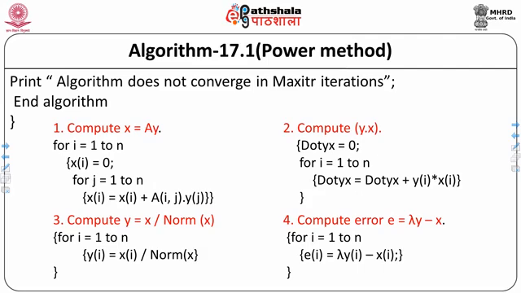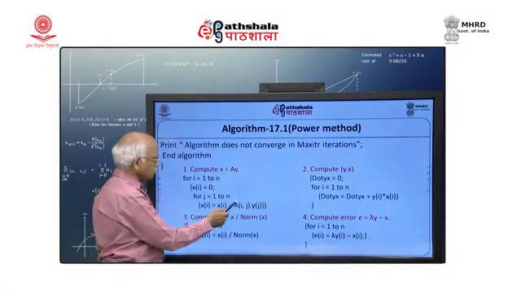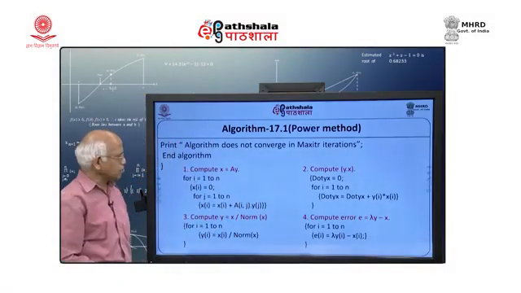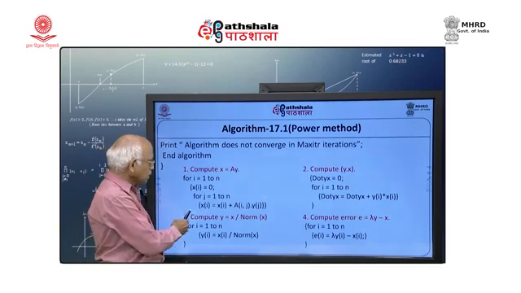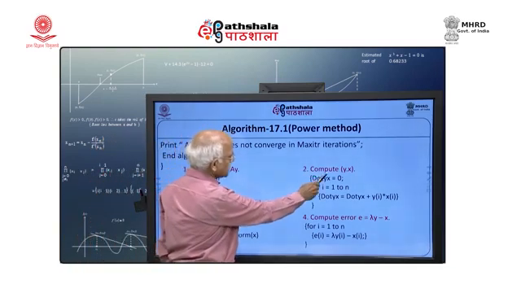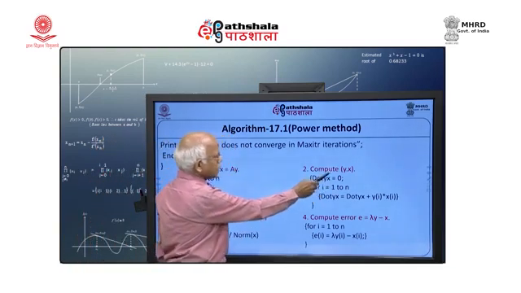Here the computation of x bar equal to A y bar is nothing but the product of A and y. I am just writing down the details of these small steps. For i equal to 1 to n, x i equal to 0, and for j equal to 1 to n, x i equal to x i plus a i j into y j. You know how to compute x bar equal to A y bar. Then the second subtask is y bar dot x bar.